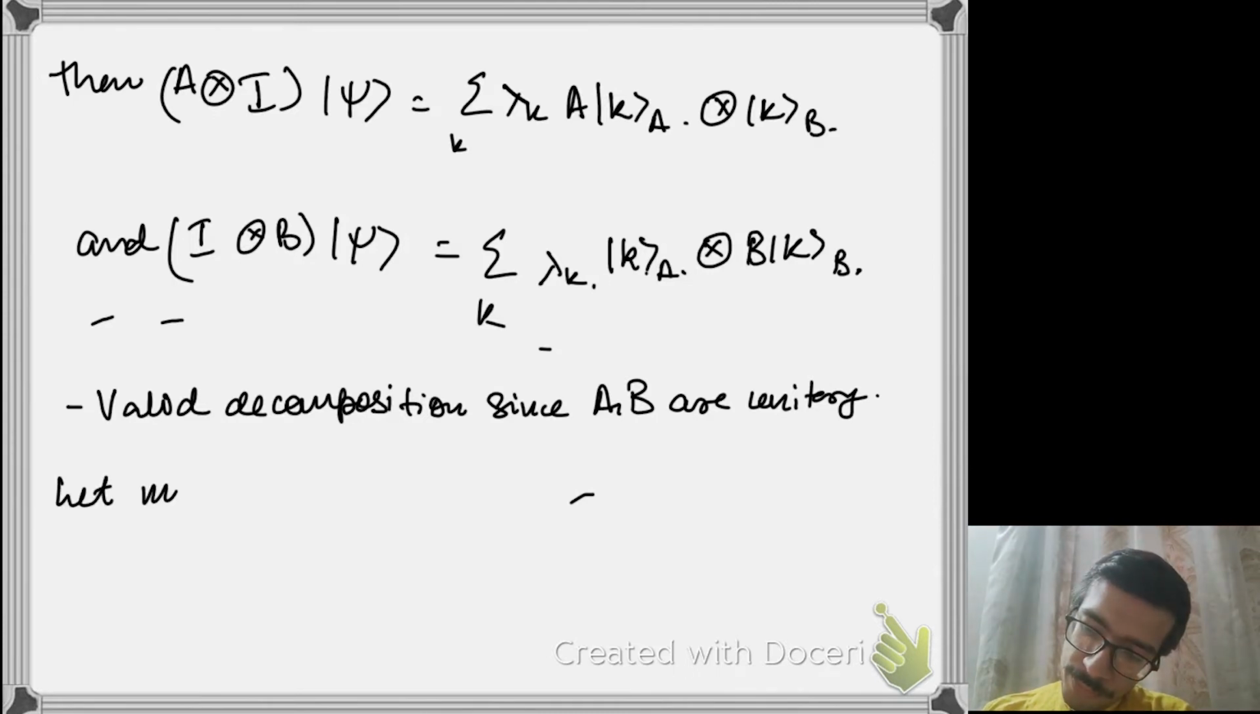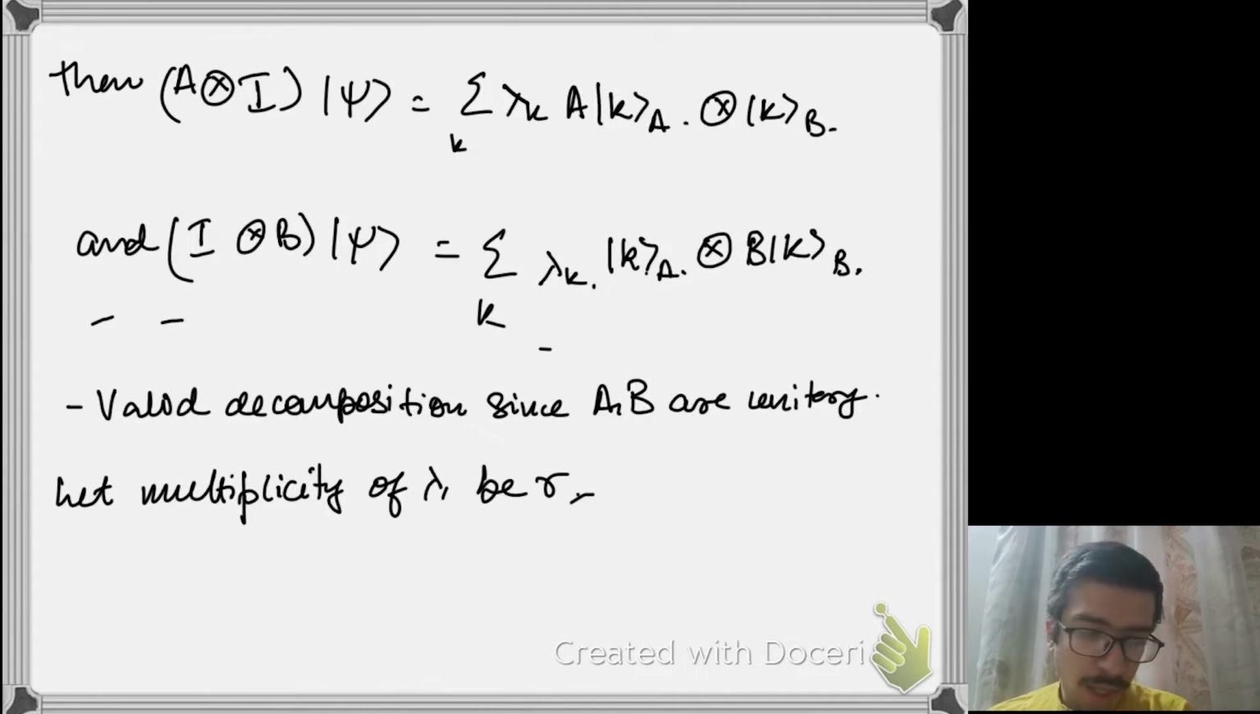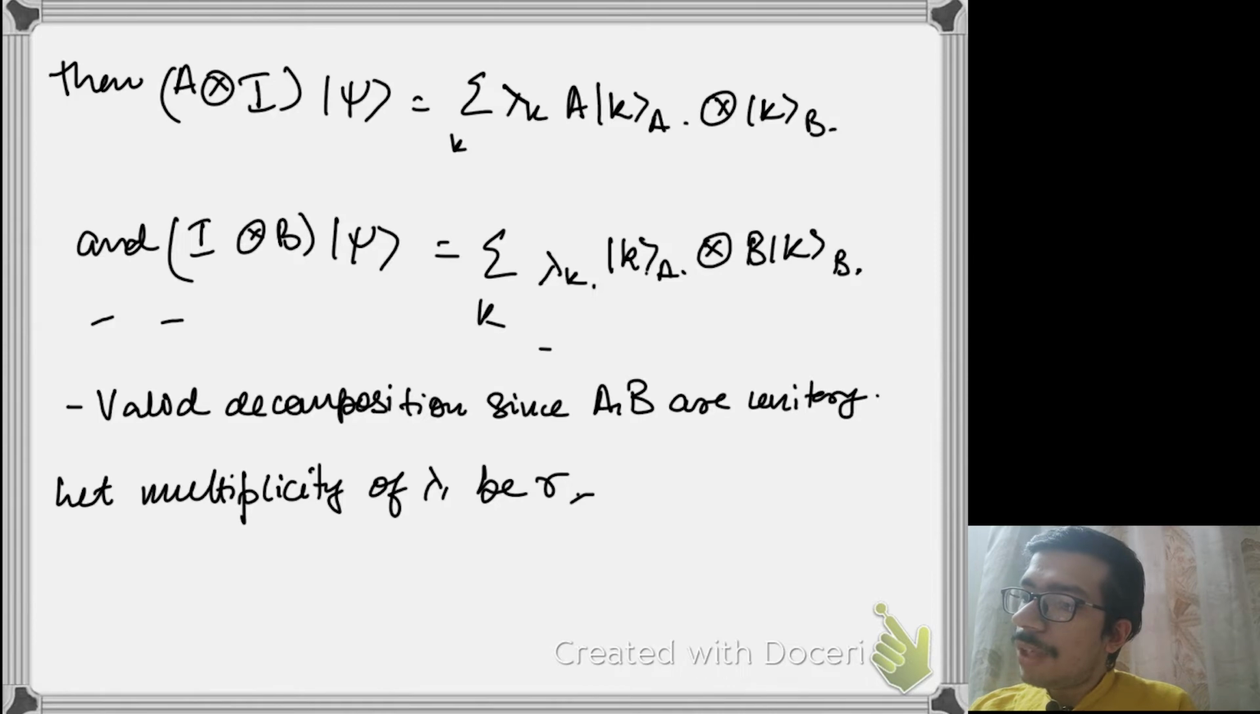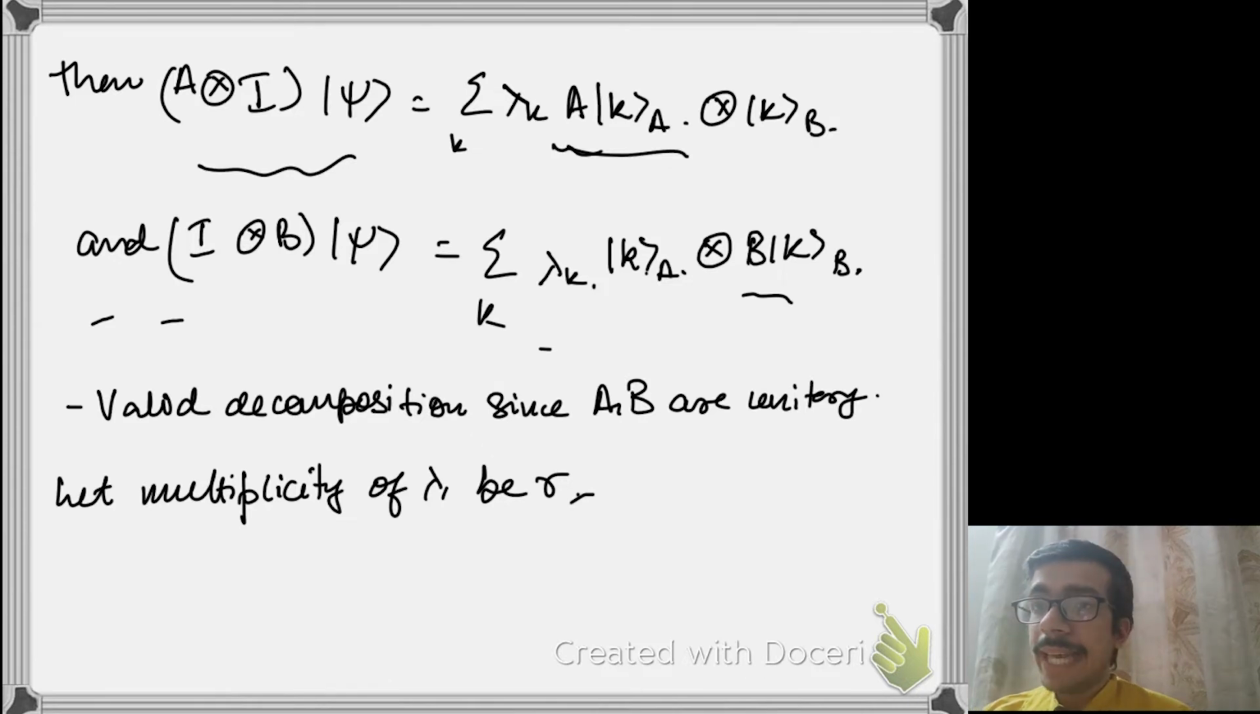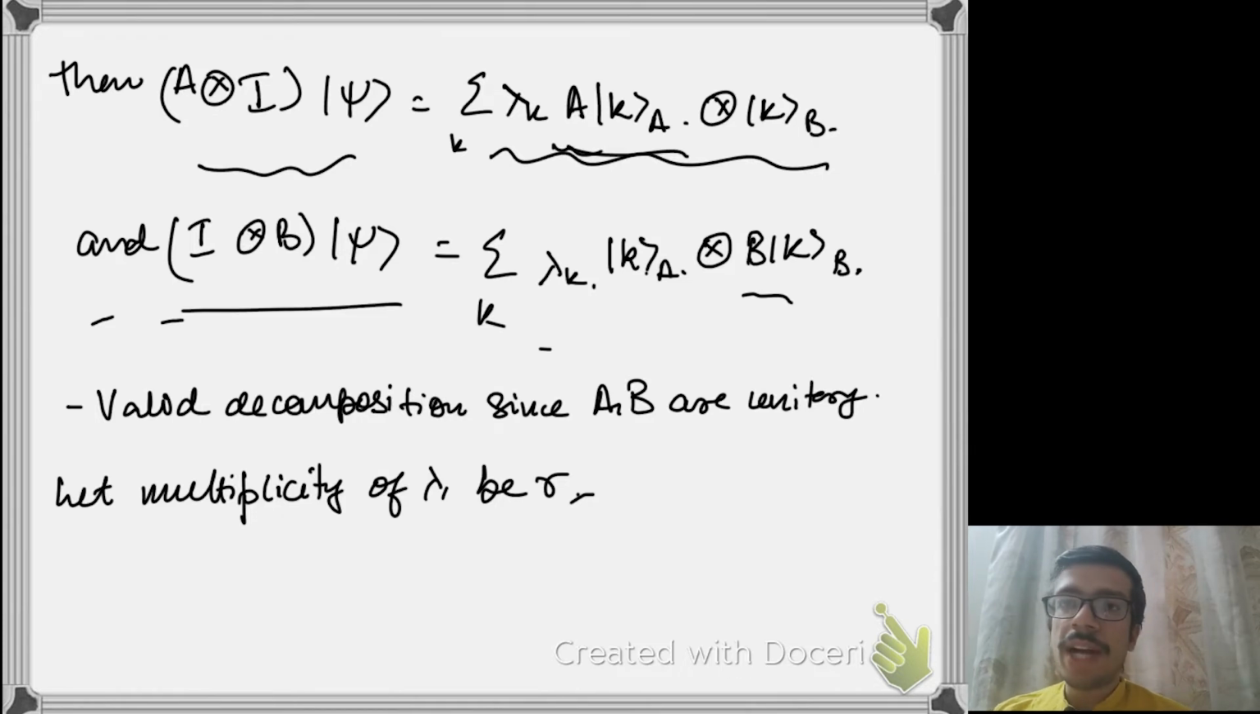So let the multiplicity of lambda 1 be R. Now from the Schmidt decomposition result, we know that the subspace associated with the given eigenvalue is unique. Since ket 1 up to ket R are all eigenvectors associated with lambda 1, they have to be the same. Now if we look at A tensor I psi, since A is unitary and B is also unitary, A kets are also orthonormal vectors. Since they are orthonormal, this is indeed a Schmidt decomposition of A tensor I psi, and this is a Schmidt decomposition of I tensor B psi.